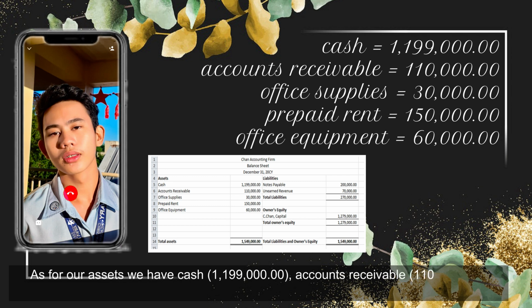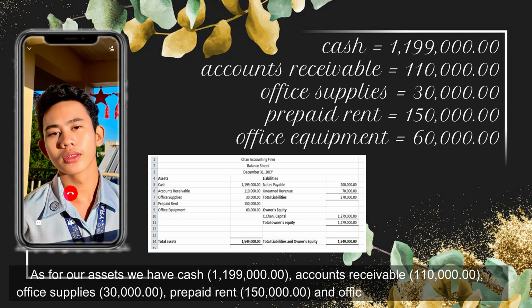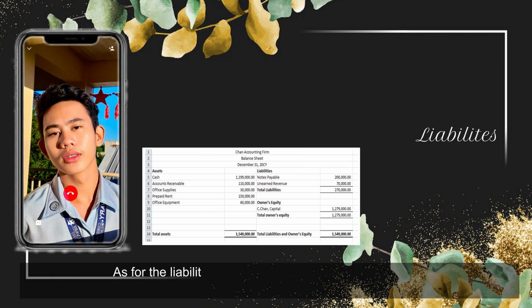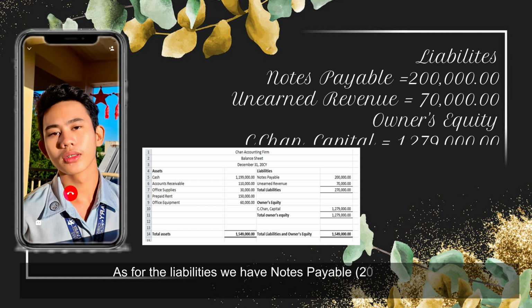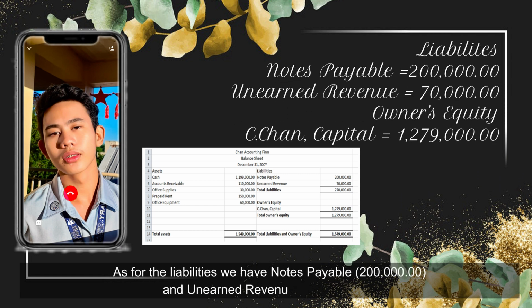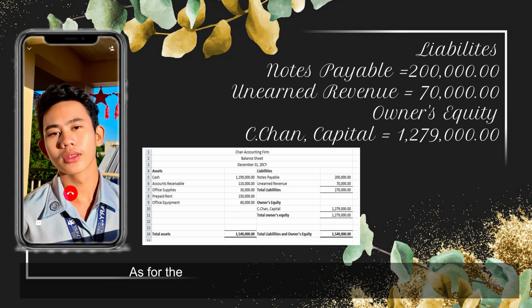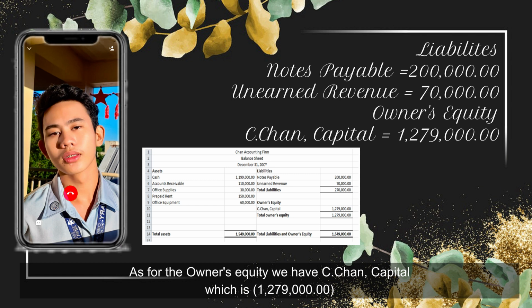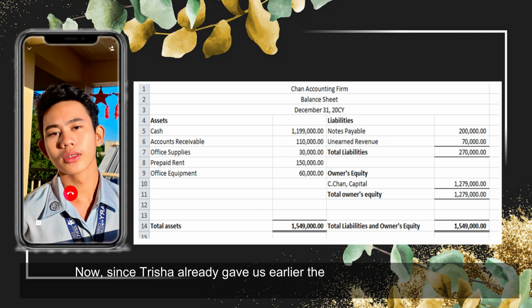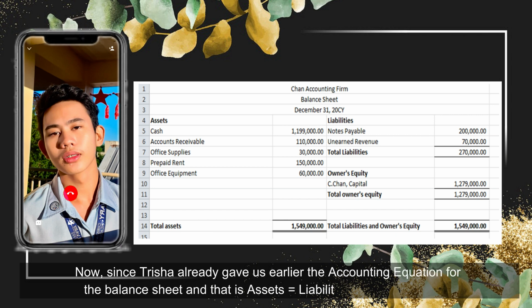1,199,000, accounts receivable, 110,000, office supplies, 30,000, prepaid rent, 150,000, and office equipment, 60,000. As for the liabilities, we have notes payable, 200,000, and unearned revenue, 70,000. As for the owner's equity, we have C. Chan Capital, which is 1,279,000.